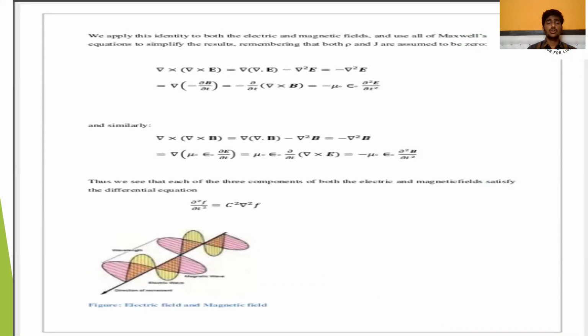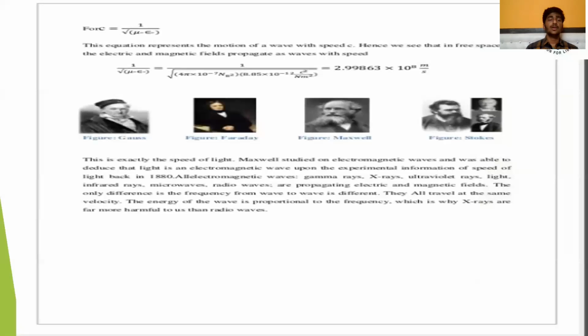And similarly, ∇ × (∇ × B) is equal to ∇(∇ · B) minus ∇²B. That is equal to minus ∇²B. That is equal to ∇ × (μ0 ε0 ∂E/∂t). That is equal to μ0 ε0 ∂/∂t of (∇ × E). That is equal to minus μ0 ε0 ∂²B/∂t². Thus, we see that each of the components of both the electric and magnetic fields satisfy the differential equation ∂²f/∂t² is equal to c² ∇²f, for c equal to 1 by root of μ0 ε0. This equation represents the motion of a wave with speed c.